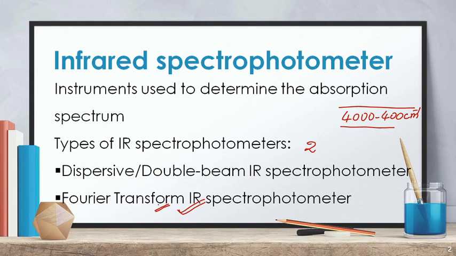Even though this is the modern and modified technique, we can still use the dispersive double beam IR spectrophotometer nowadays, because of getting structural information for economic purposes, since Fourier transform IR spectrophotometers are somewhat costly. To get simple information on the IR spectrum of compounds, we can use this technique also, that is the dispersive double beam IR spectrophotometer. So that's why today's class is mainly focused on the dispersive or double beam IR spectrophotometer.